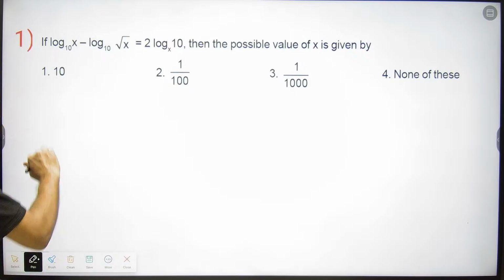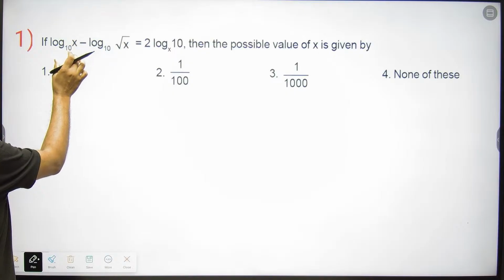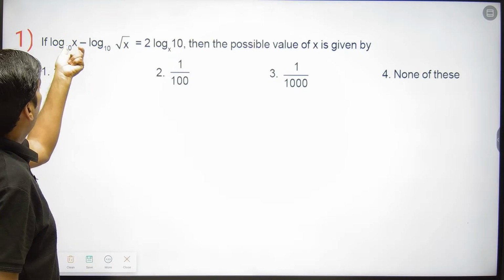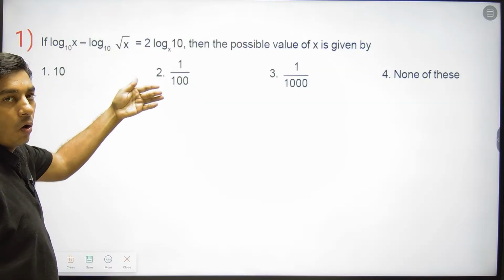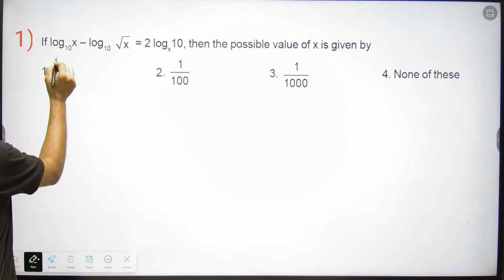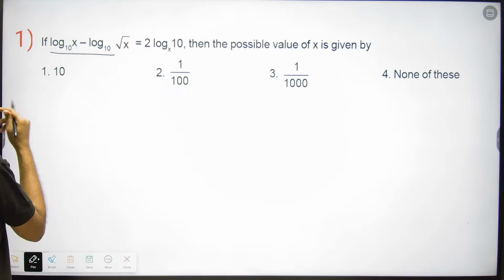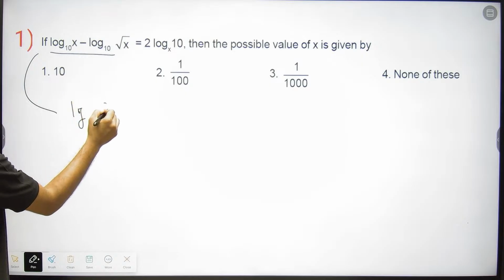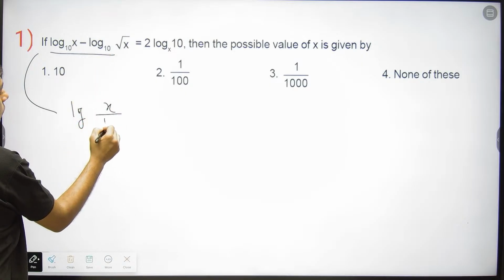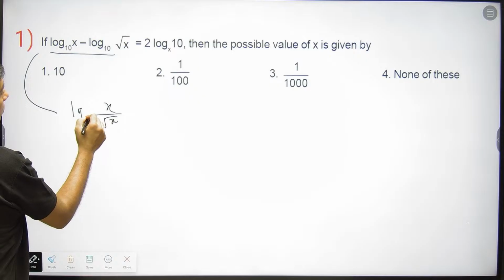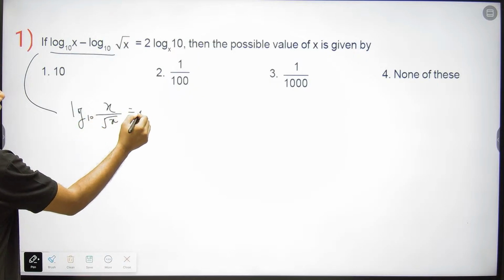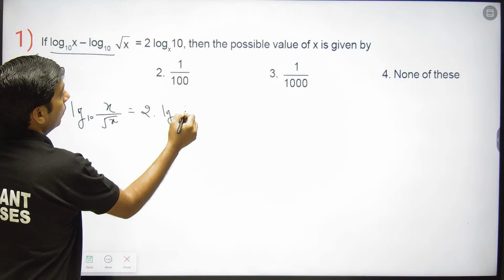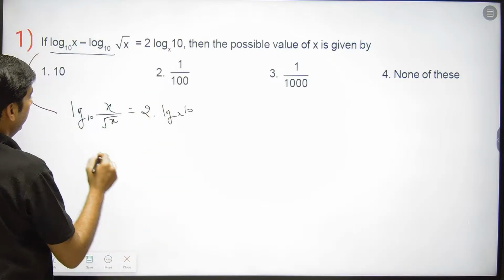Right. So here it is log x base 10, and we know the property that log m minus log n is log m upon n. So here what we can do is log m upon log n. So log m is x divided by log n, which is root x. Base 10 will be there. It will be equal to 2 times log 10 to the base x, right?